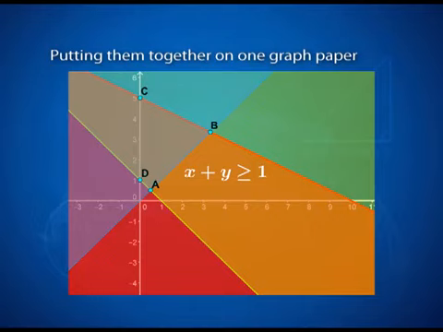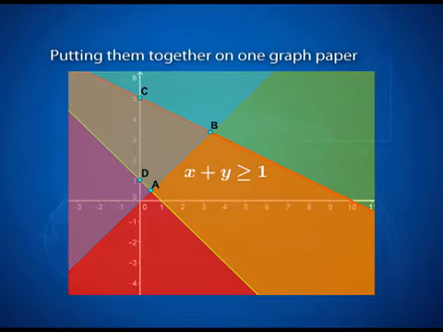Observe that all the lines have this as a common shaded area and we call this region A, B, C, D as the feasible region and hence it is the solution for all the simultaneous linear inequations.